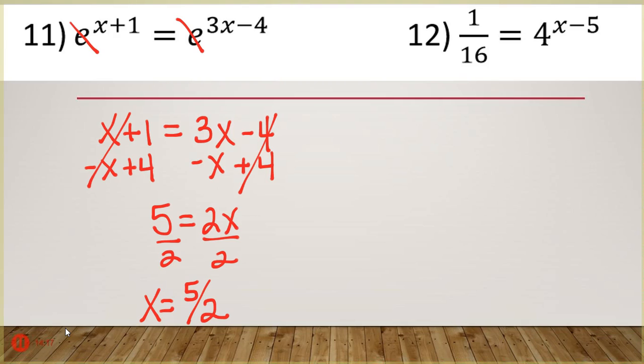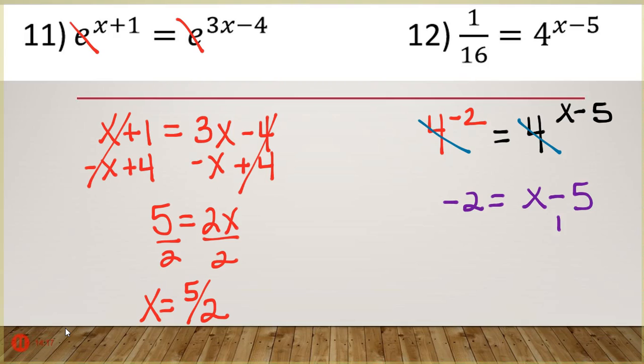Question 12. Whenever you see a fraction 1 over a number, then that's a clue that our exponent is negative. So if 4 to the positive 2 is 16, then 4 to the negative 2 is 1 over 16. And now we have our same base. It can drop. Add our 5 to both sides, and that results in x equals 3.